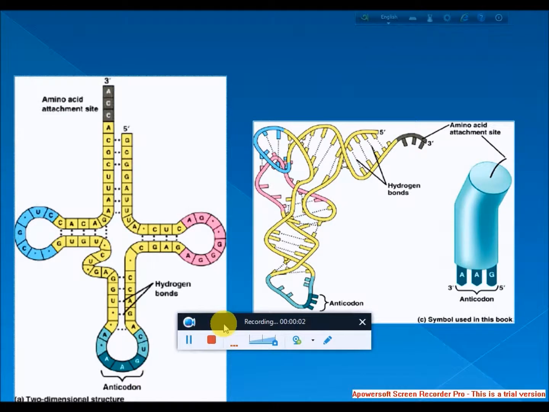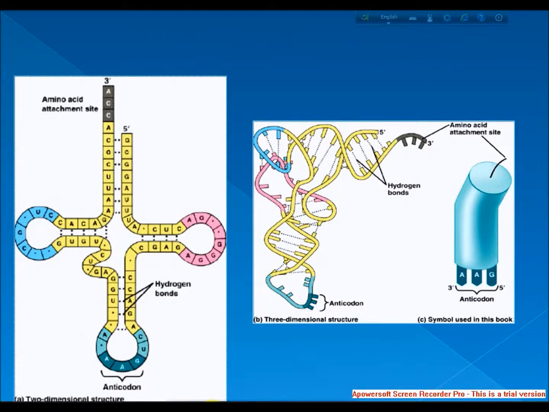Translation occurs in the ribosomes. Ribosomes have sites for tRNA anchorage and binding. A growing polypeptide will be produced following instructions in the mRNA.